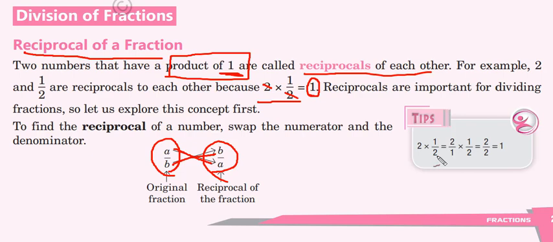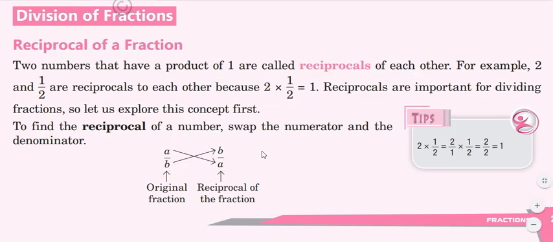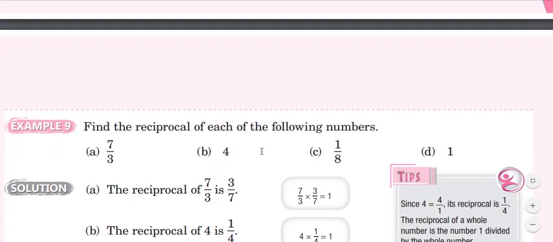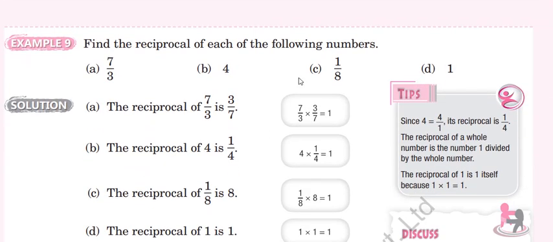Again the same thing is given in the tips. 2 multiplied by half, which on cancellation comes out to be equal to 1. So both of them are reciprocals of each other. Now let us see some examples here. We have to find the reciprocal. It's a very simple process. The reciprocal of 7 by 3 is 3 by 7. As they have shown, on multiplying, the result comes out to be equal to 1.